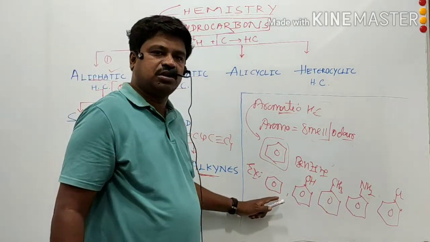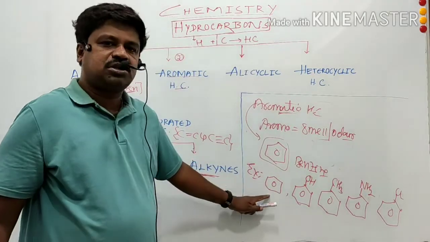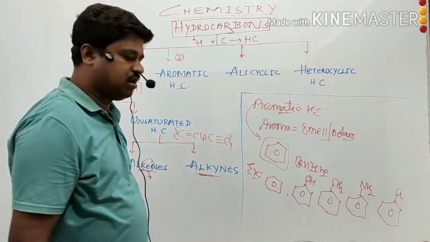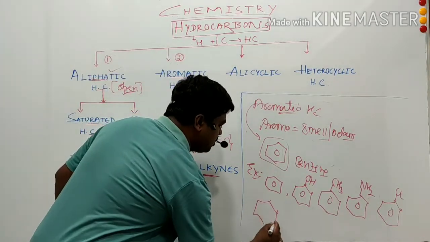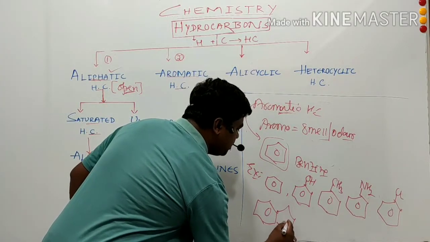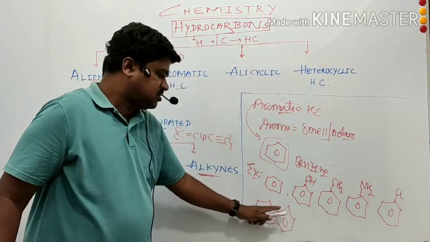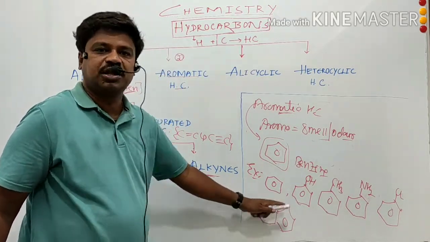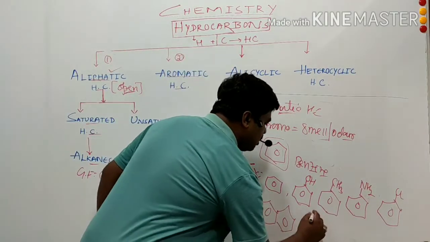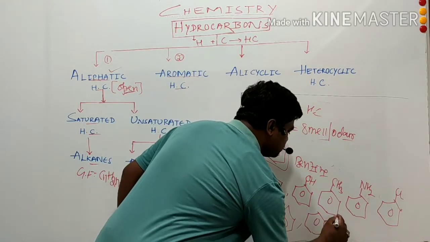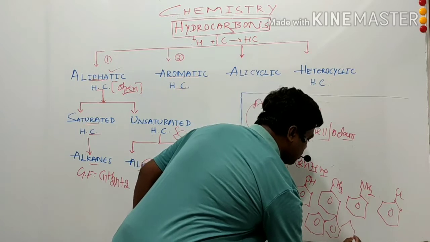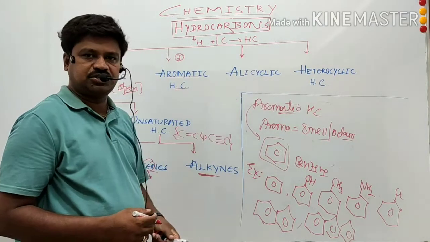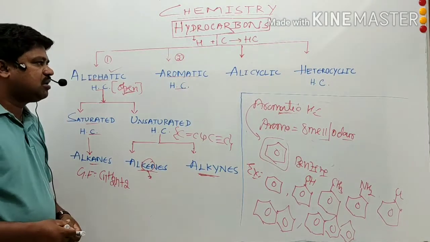And there is a question here: must aromatic compounds have only one benzene ring, or can they have more than one? They can have more. For example, benzene and benzene together, so this is dibenzene. Actually, its name is naphthalene. Three benzene rings together is called anthracene. So those are called aromatic.